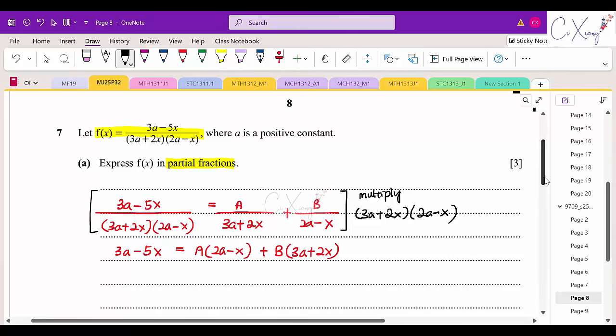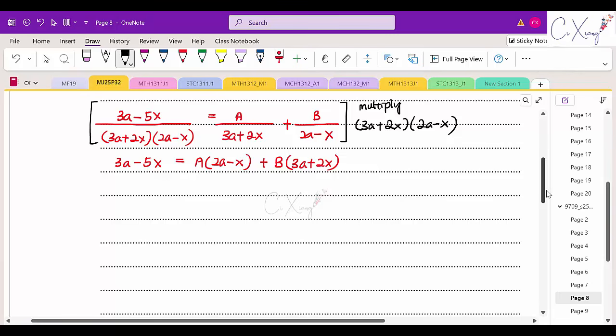And now I want to slowly get rid of A and also B to find A and B. Right, so first of all, I will refer to this particular bracket. I want to make this bracket become 0. Therefore, I have to let x equal 2a, so that 2a minus 2a equals 0. Okay, because all these are linear factors, right? So this is what you can do.